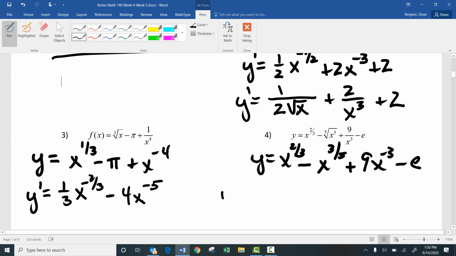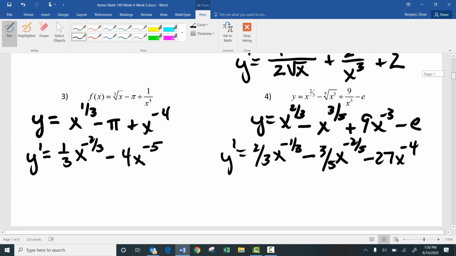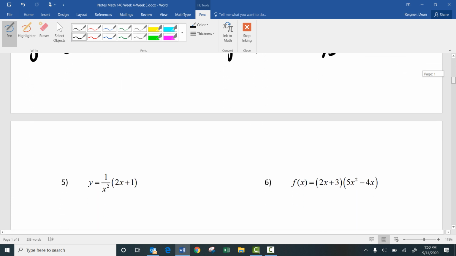Okay, here we go. Derivative: 2/3 x, drop it by 1, minus 3/5 times 1 is 3/5. Drop it by 1, -2/5. -3 times 9 is -27. Drop it by 1. And last, e is a number. The derivative of a number is 0, so the derivative of e is 0. So that would be your answer. So that is the power rule and the constant rule.